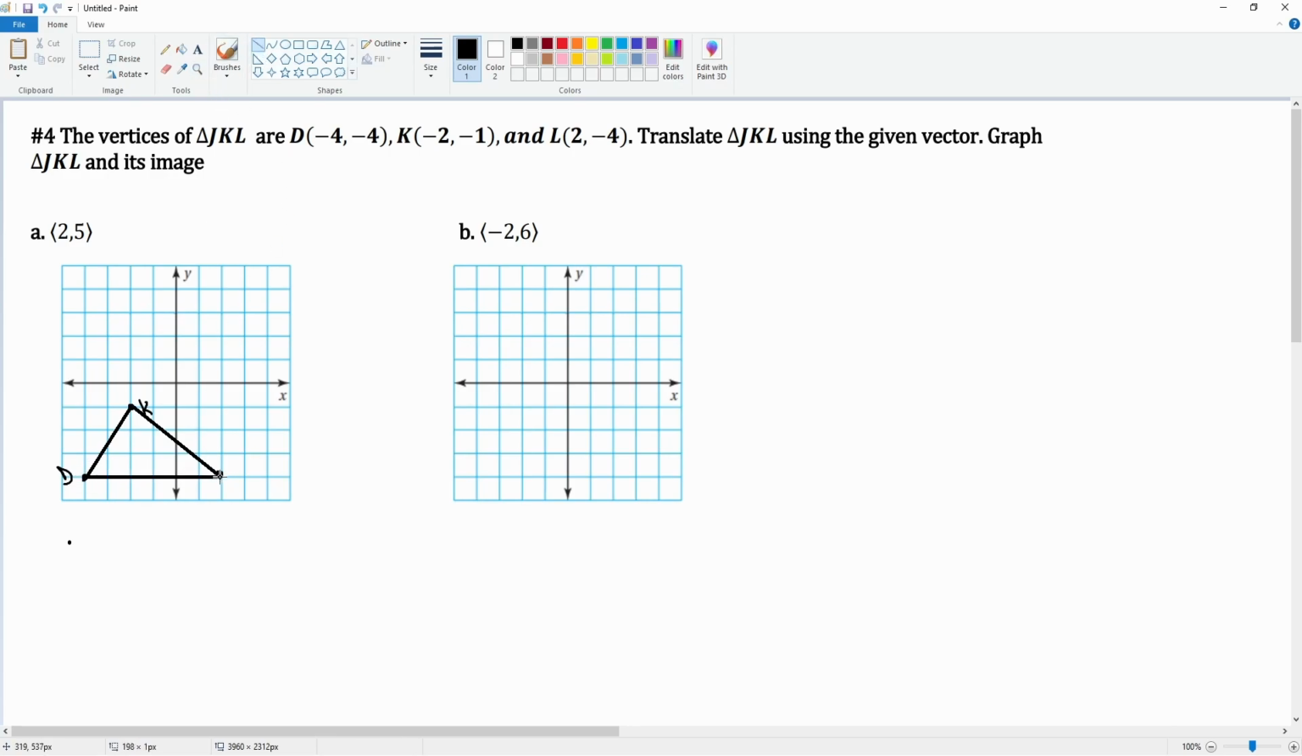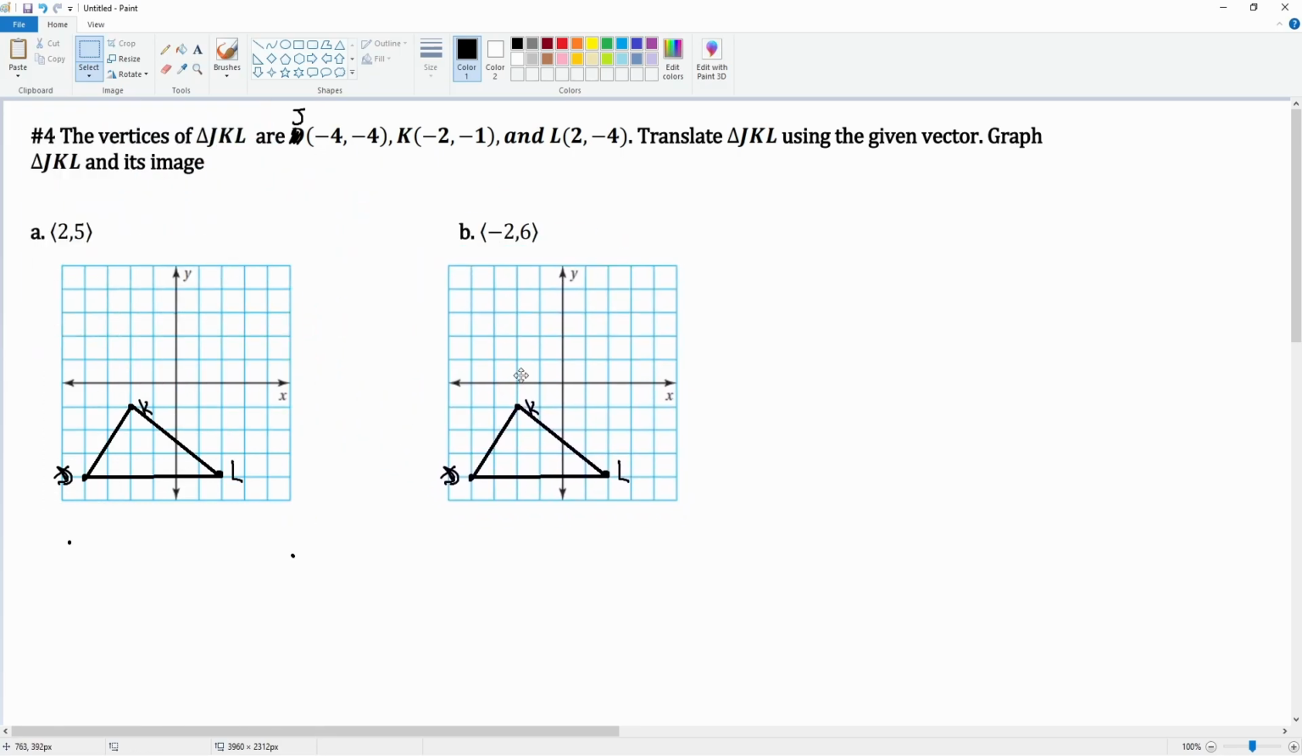Okay, I'm just connecting them as best as I can. And this is L. Oh, so this should be JKL. Right? So I'm going to grab this image because both of them use the same points. Right? So we need to be able to read what this means.